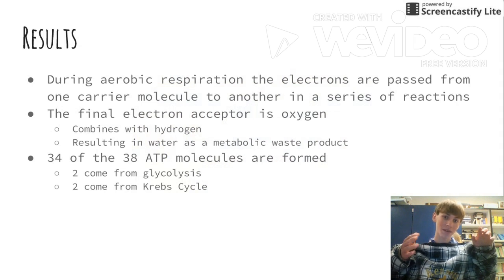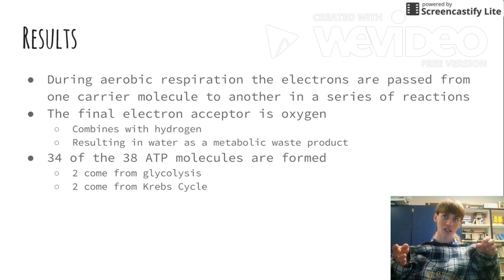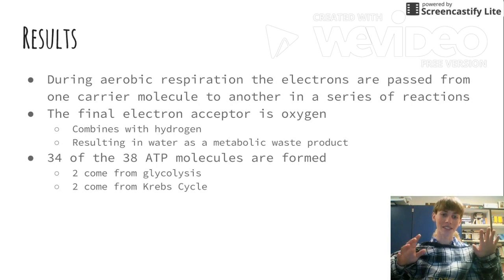During aerobic respiration, the electrons are passed from one carrier molecule to another in a series of redox reactions and to the final electron acceptor of oxygen that combines with hydrogen, resulting in water forming as a metabolic waste product. The 34 ATP molecules are ready to join the 2 ATP from glycolysis and the 2 ATP from the Krebs cycle to be used as an energy source.